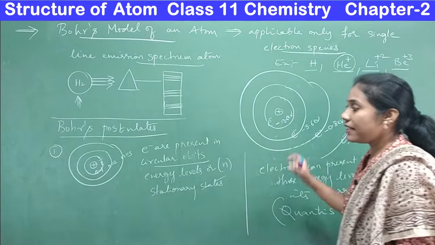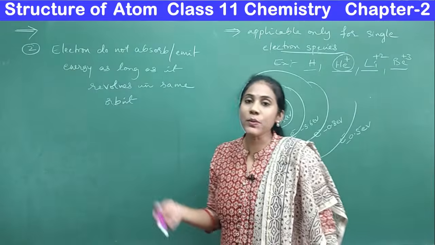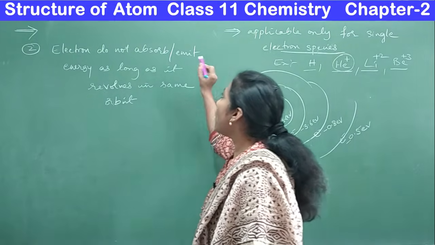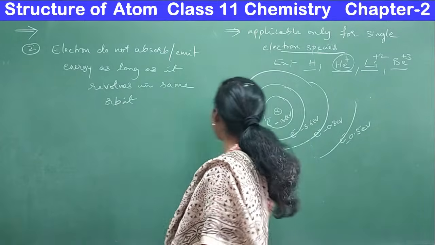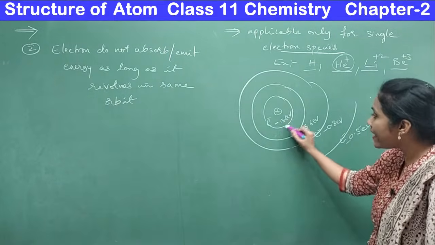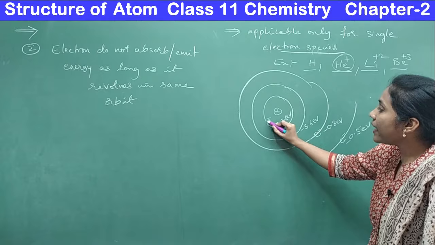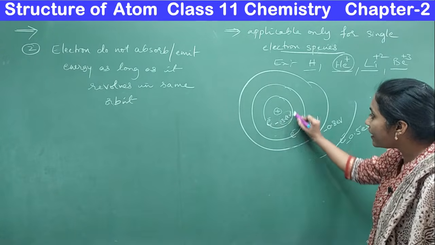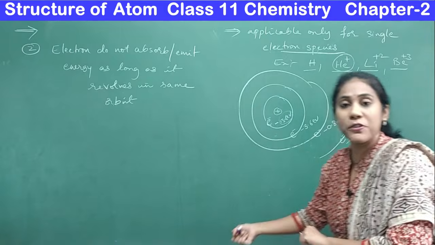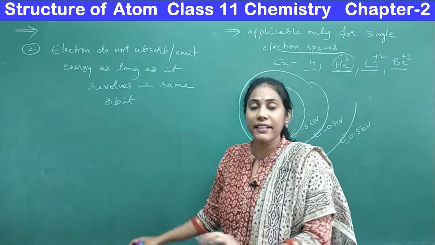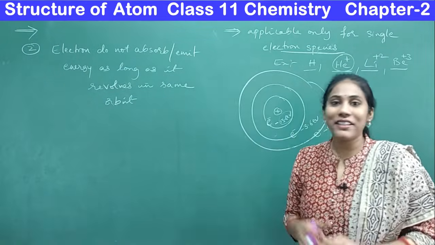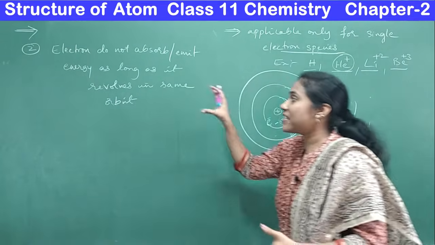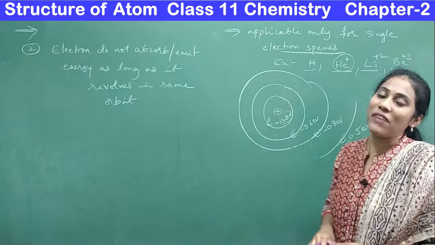Now let me go for the second postulate. Coming to the second point, guys, it's very simple. Electron does not absorb or emit energy as long as it revolves in the same orbit. As long as this electron with this much energy is revolving in the same orbit, it will not absorb extra energy from outside and it will not emit energy also. So that way, he gave justification for the stability of the atom.